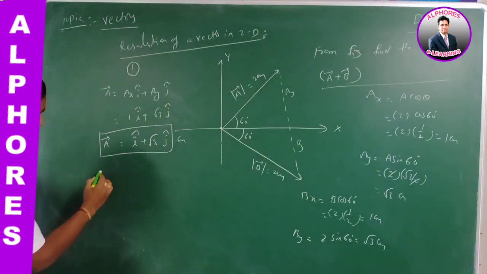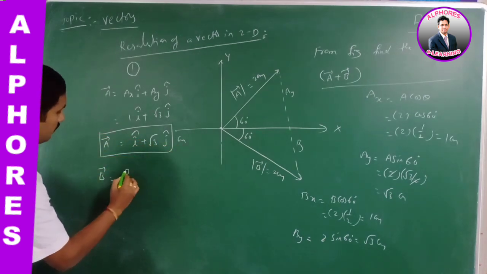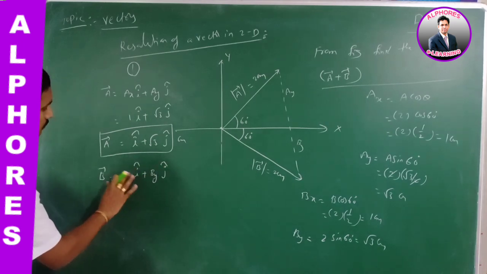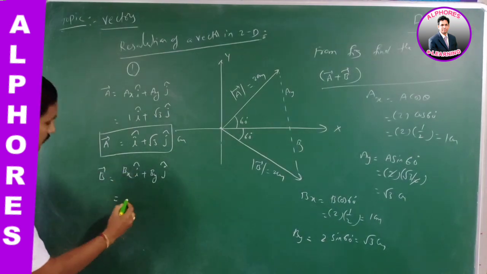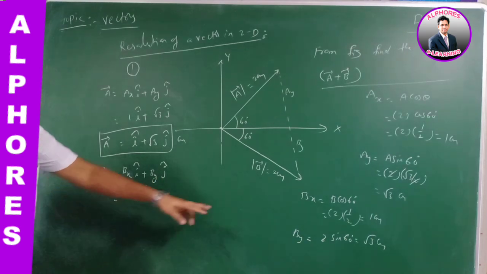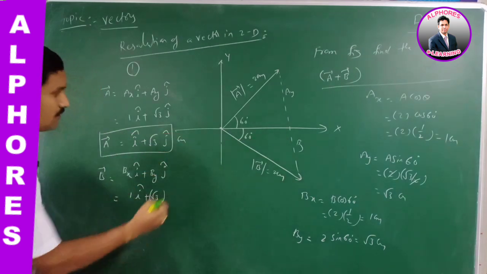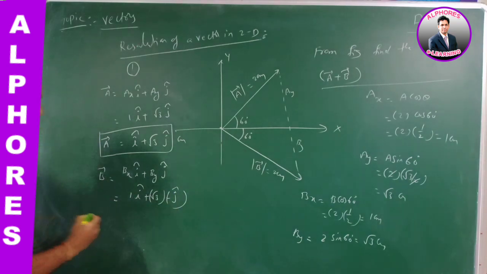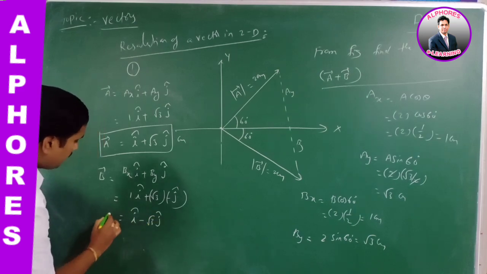Now, in the same way, the b bar vector is nothing but bx into i cap plus by into j cap. Bx is 1 into i cap, and by is root 3 again, but it is oriented along the negative y-axis, so the component of by is along the negative y-axis. That means I am taking minus j cap. So the vector is i cap minus root 3 into j cap. This is the b bar vector.